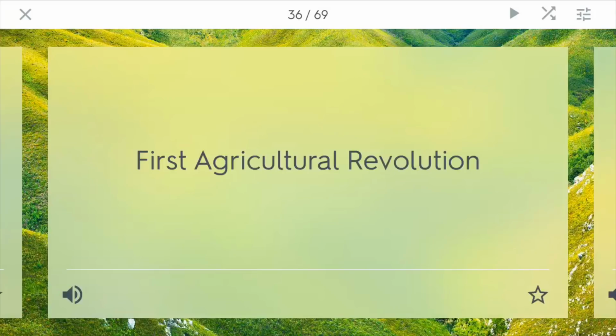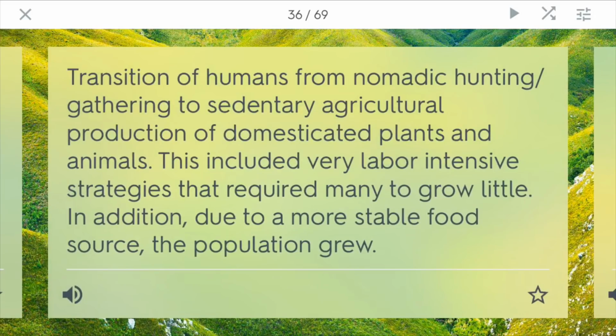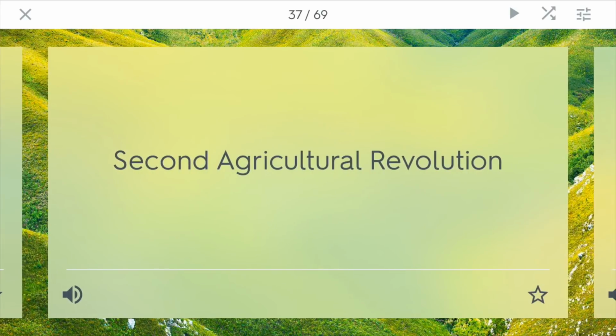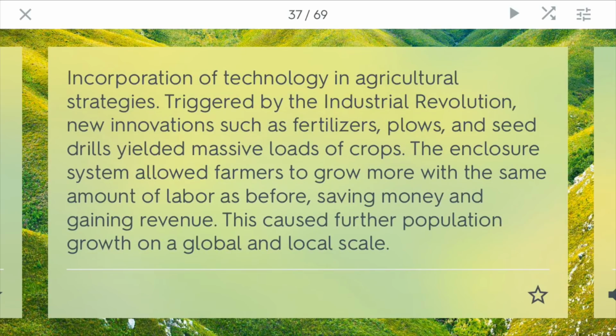The first agricultural revolution began when humans transitioned from nomadic hunting and gathering to sedentary agricultural production of domesticated plants and animals, livestock. This included very labor intensive practices that required a lot of effort and yielded only very little in the beginning. However, this agriculture did allow for a more stable food source, and the population soon began to grow.